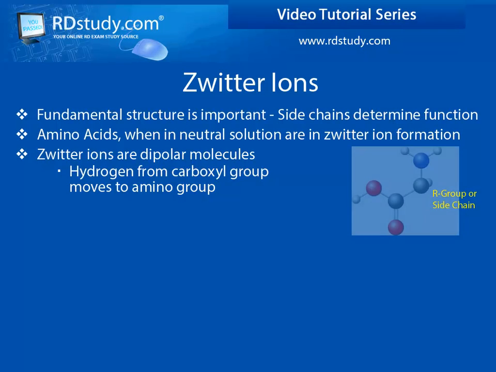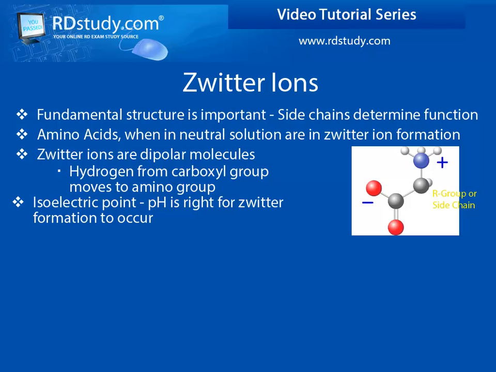It is dipolar. There are other reasons why the fundamental structure is important, but for this video, we only want to talk about the way an amino acid behaves in a chemical reaction. When placed in a solution that is equal to the amino acid's isoelectric point, the amino acid will be primarily in a zwitterion form. What is a zwitterion? It is the result of an internal acid-base reaction where the carboxyl group donates a hydrogen proton to the amino group, resulting in one side being COO negative and the other NH3 positive.